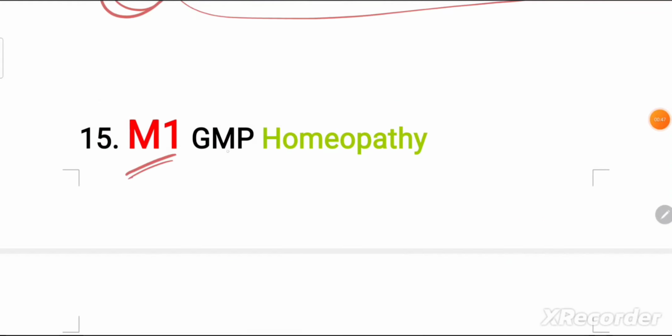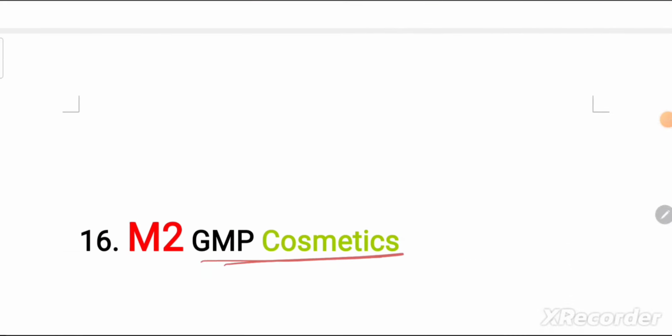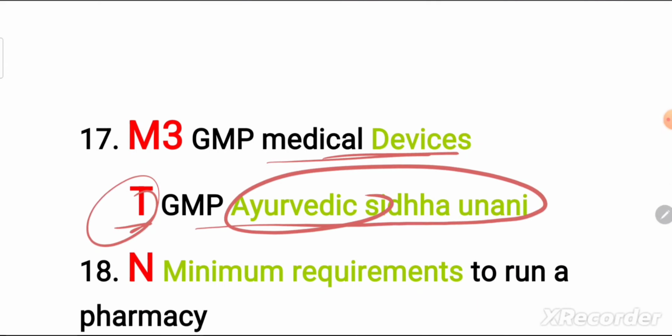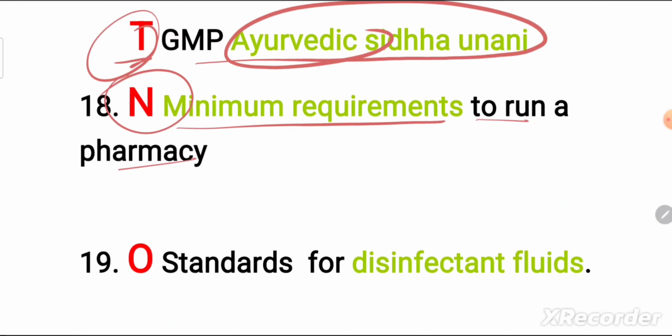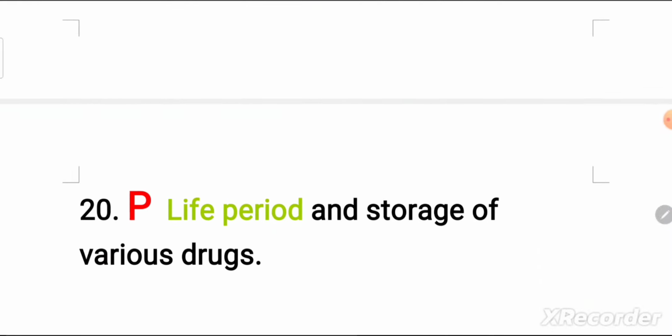Next, M1 for GMP homeopathy. Next, M2 GMP cosmetics. Next, M3 GMP medical devices. T is for GMP Ayurvedic, Siddha, Unani. Next, N is for minimum requirements to run a pharmacy, most important. Next, O, standards for disinfectant fluids, it's also a repeated and important question. Next, P is for life period and storage of various drugs.